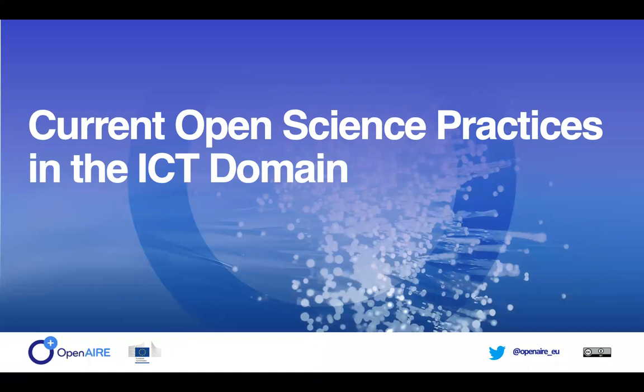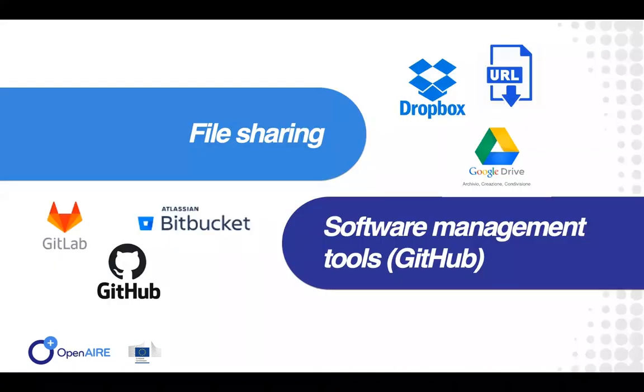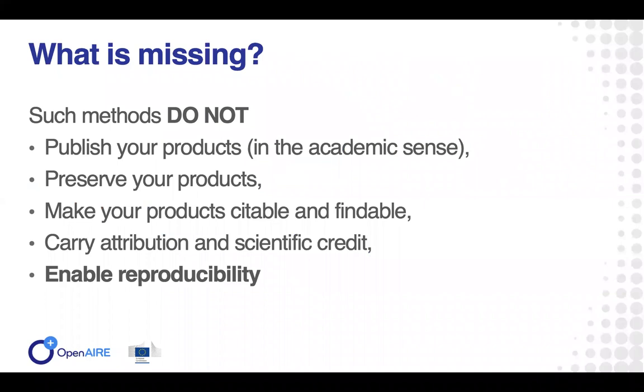Okay. So let's discuss how to embrace open science in your domain. We have discussed file sharing. There are a lot of services out there. And then you also have software management tools. We have GitHub, but also others. I can advise you to use these kind of software management tools, because they're very useful to deploy software, for example, GitHub. There is something that is missing.